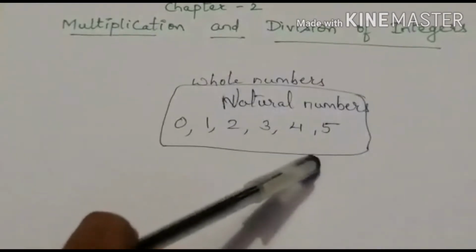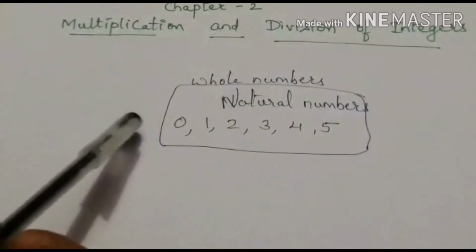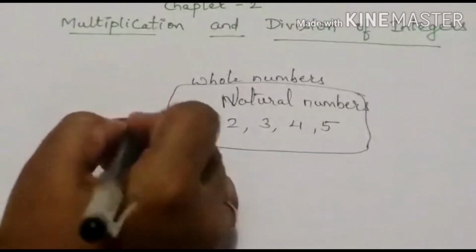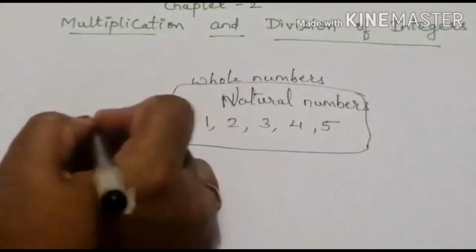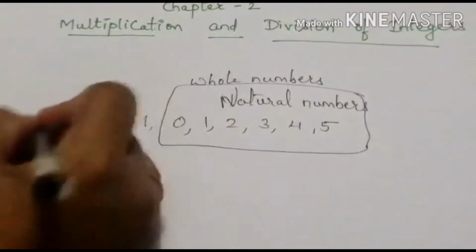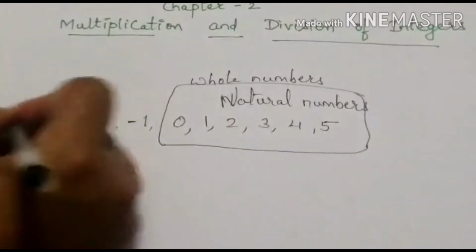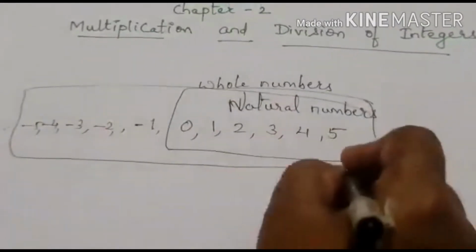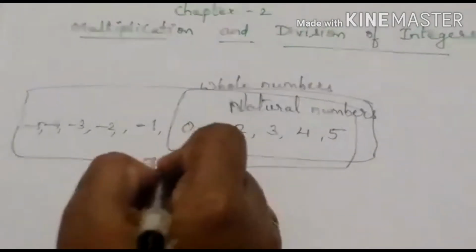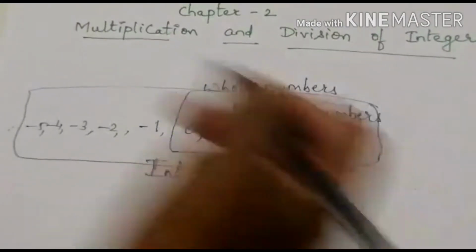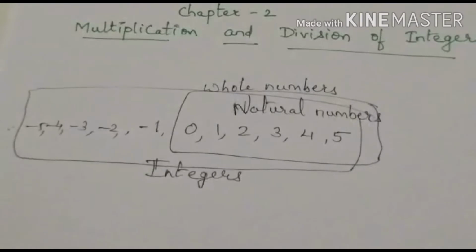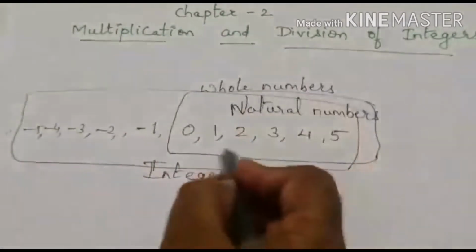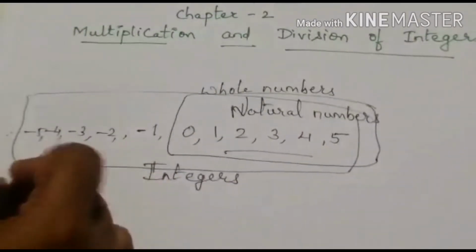Now these are positive numbers. If I include negative numbers also, what are negative numbers? If I put the sign minus: minus 1, minus 2, minus 3, minus 4, minus 5 and so on, then this composition will be called integers. So is it clear? Integers are nothing but a composition of positive numbers and negative numbers.